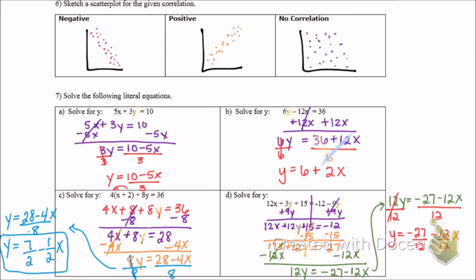And so 27 over 12, if you look at that one, think of something that goes into both 27 and 12. 3 goes into both of those numbers, so that's going to reduce down to y equals negative 9 over 4. And then 12 over 12 is 1, so minus 1x or just minus x. And that's going to be my answer. So I'll put a box around that, and there's those 4 literal equations solved for.